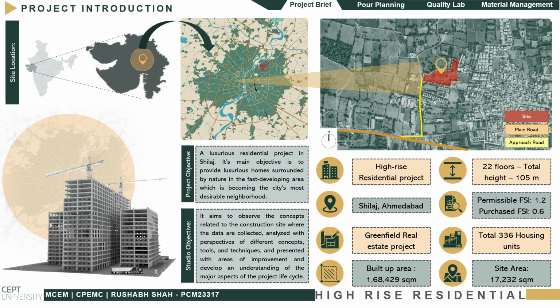It is in Silaj, Ahmedabad. It is a greenfield real estate project. The built-up area is 1,68,429 square meter. The site area is 17,232 square meter. It has a total of 336 housing units, where the permissible FSI is 1.2 and the purchased FSI is 0.6. It has 22 floors with a total height of 105 meter.